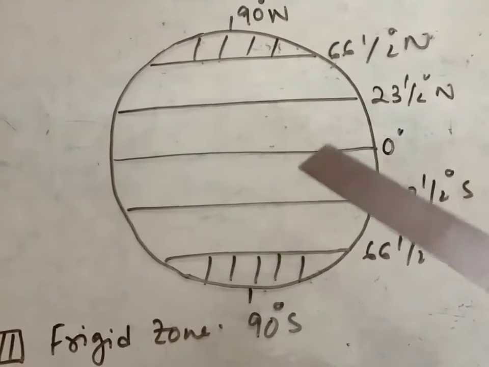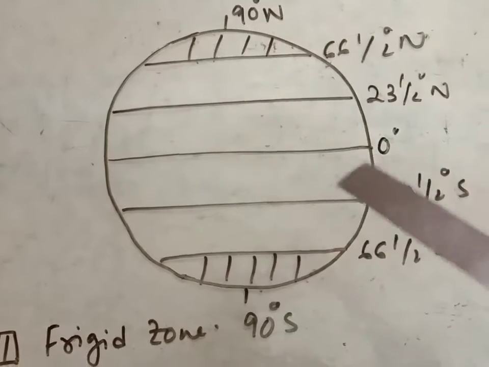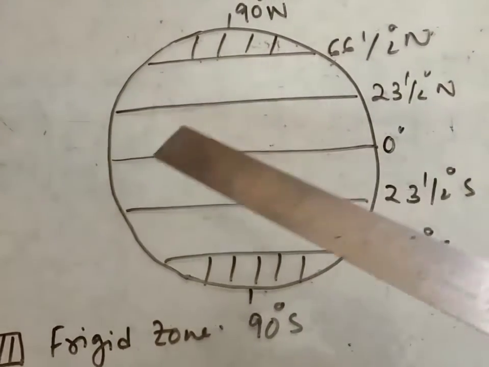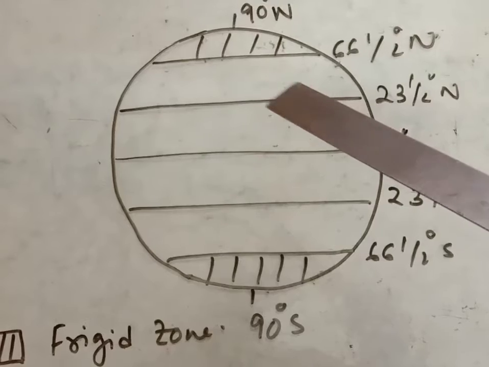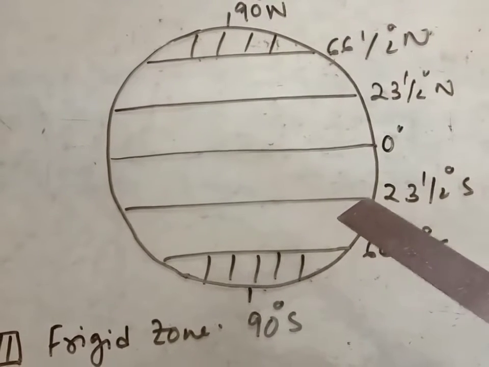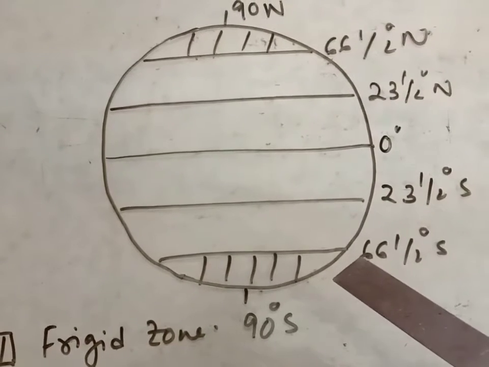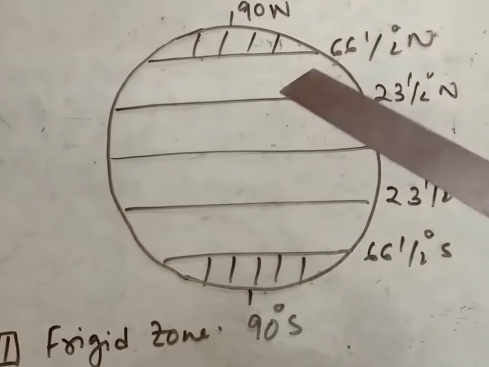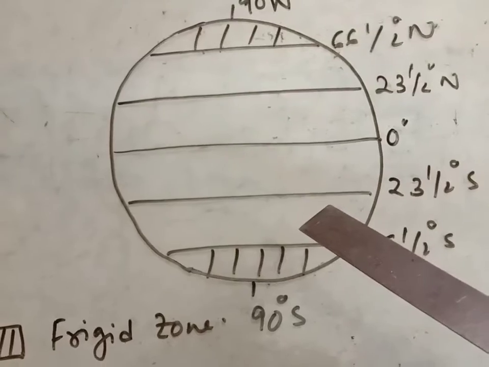Now 23.5 degree north and 23.5 degree south, this place is called the torrid zone. Now this place, 23.5 degree north to 66.5 degree north, just like that 23.5 degree south to 66.5 degree south, these two places are called the temperate zone.